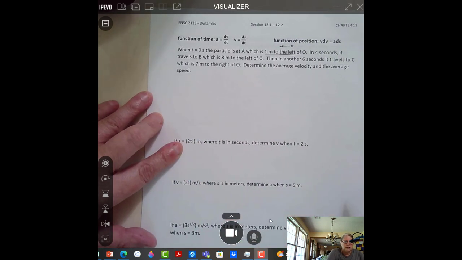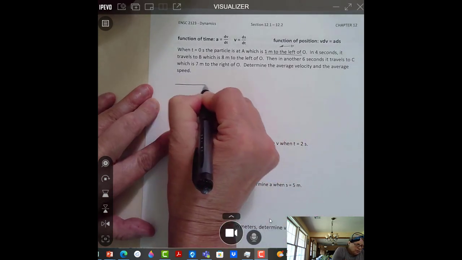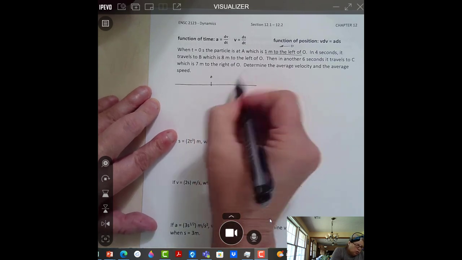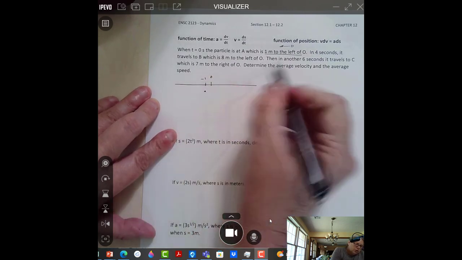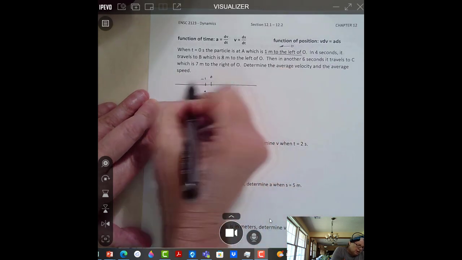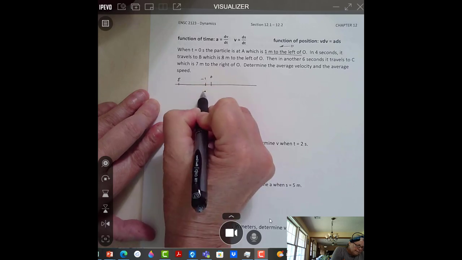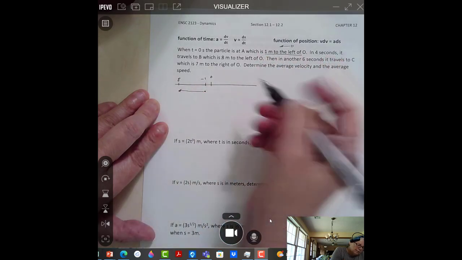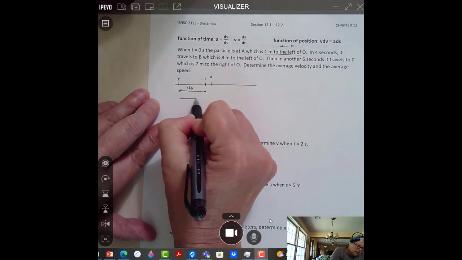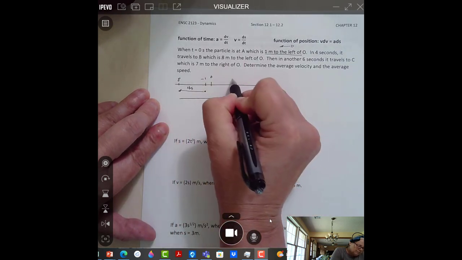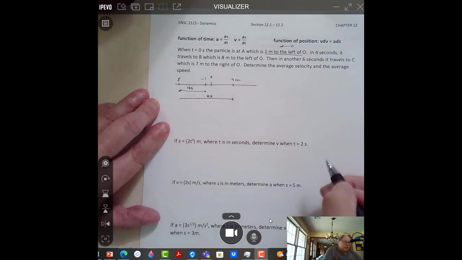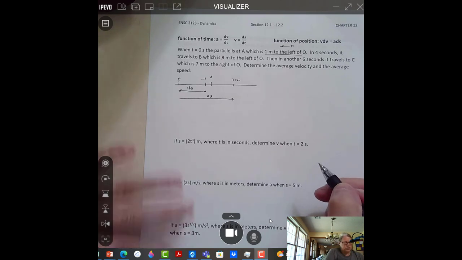So the first thing I'm going to do here is I'm going to draw kind of a little number line. I know that here is 0.0, and I'm going to come over here to -1, and that's my starting point. In 4 seconds, it travels to 8, which is also to the left. So here is 8. And my time in that is 4 seconds. And then I'm going to travel to C, which is at 7 meters. And this was 6 seconds. So it says determine the average velocity and the average speed.